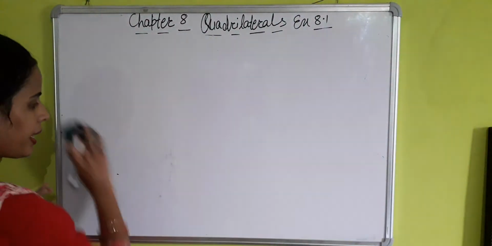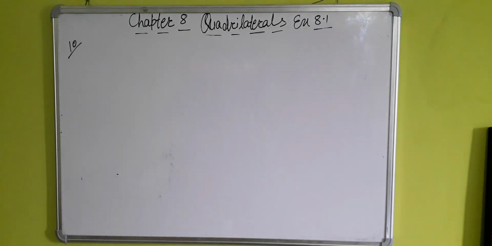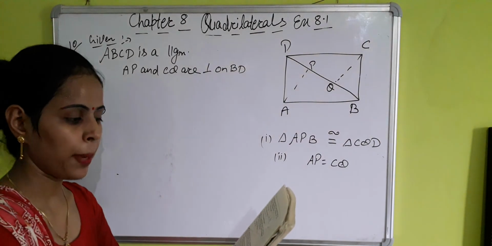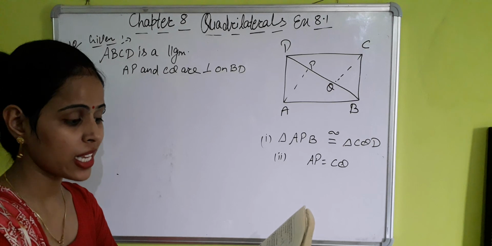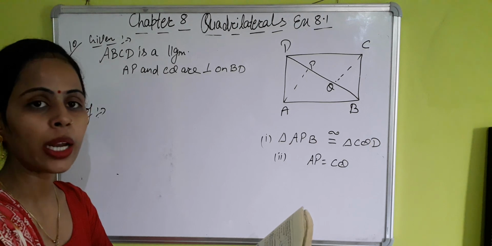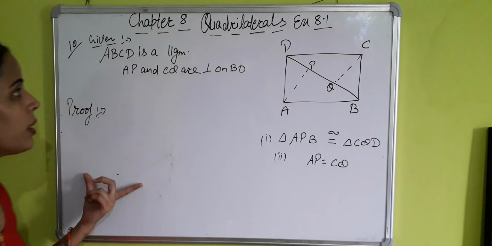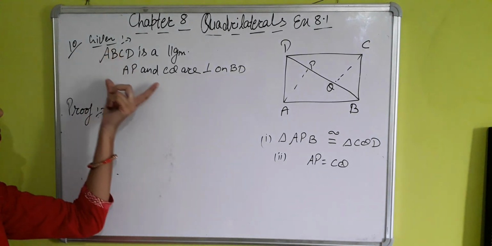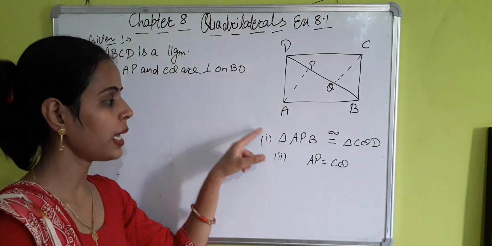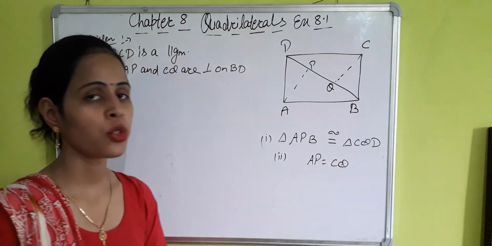Question number 10. ABCD is a parallelogram. AP and CQ are perpendicular from the vertices A and C on diagonal BD. Show that triangle APB congruent triangle CQD and AP equals to CQ. Means in given, ABCD is a parallelogram. AP and CQ are perpendicular on diagonal BD. You have to prove that triangle APB congruent triangle CQD, and in second, AP equals to CQ.